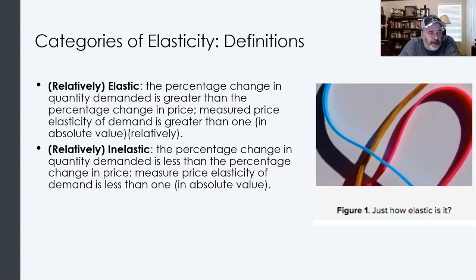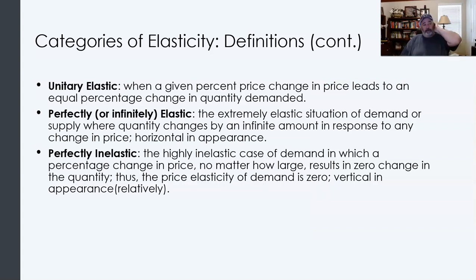Relatively elastic means the percentage change in quantity demanded is greater than the percentage change in price, so the absolute value will be more than 1. Relatively inelastic means that the percentage change in quantity demanded is less than the percentage change in price, so its absolute value will be between 0 and 1. Then there's unitary elastic, which means that a 1% increase in price is going to change quantity demanded or quantity supplied by exactly 1%.